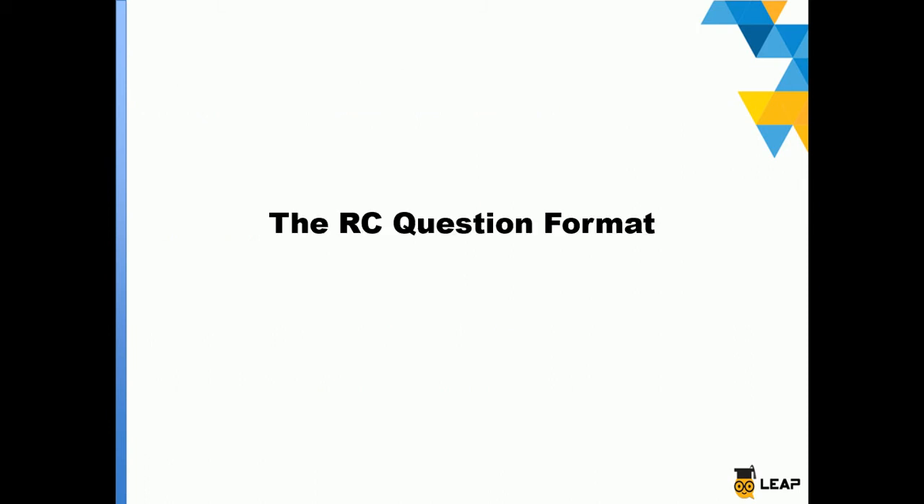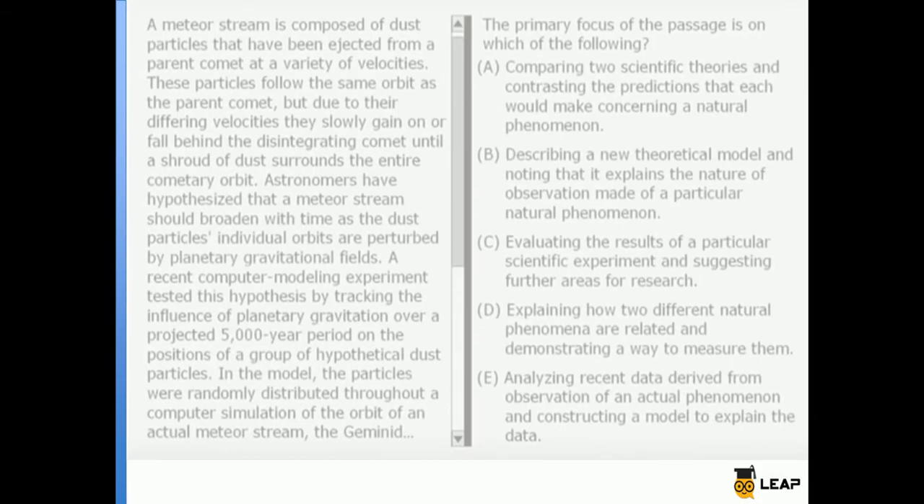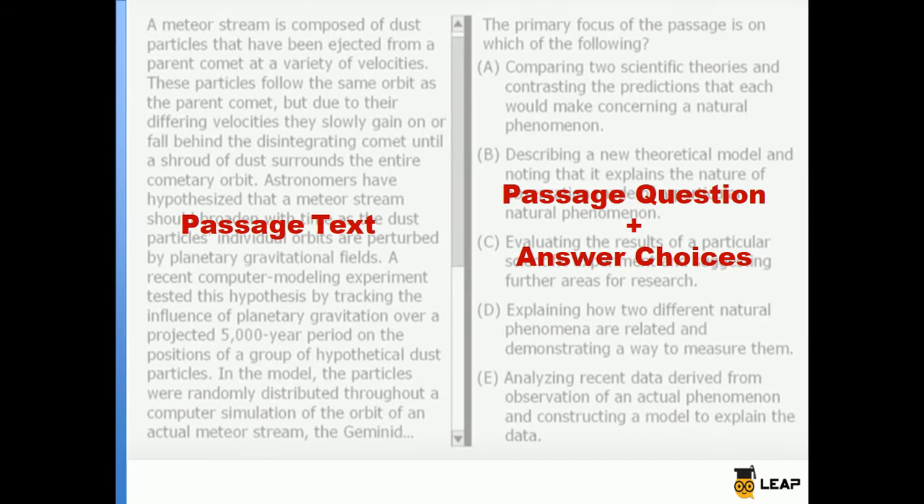Alright? So now, let me tell you about the RC question format. Right. So when you look at your screen, when you're solving the test, this is how a typical reading comprehension question will look like. You will have your passage on the left hand side and you'll have the question along with the answer choices on the right hand side. Right? Now, as you can see with the passage text here, there's a scroll bar. Well, that only happens when the passage is really long and won't fit on the screen at once. So that is where you are provided with a scroll bar so you can scroll through the passage text.